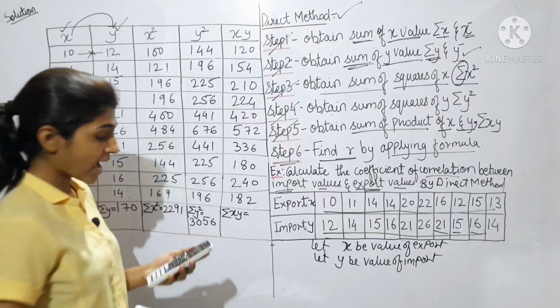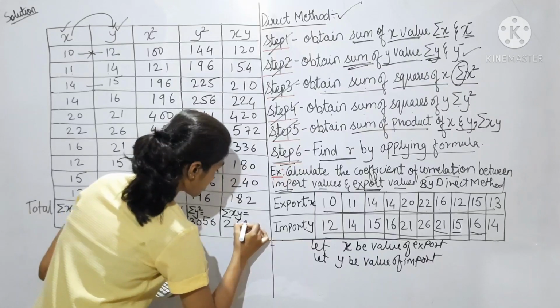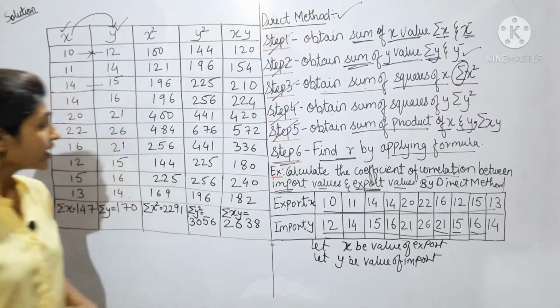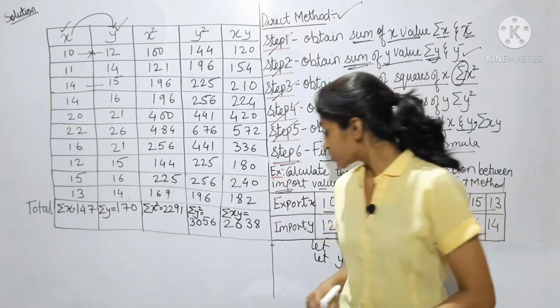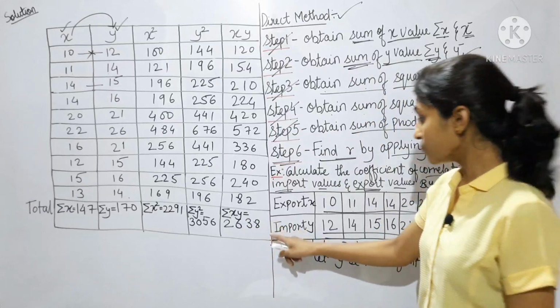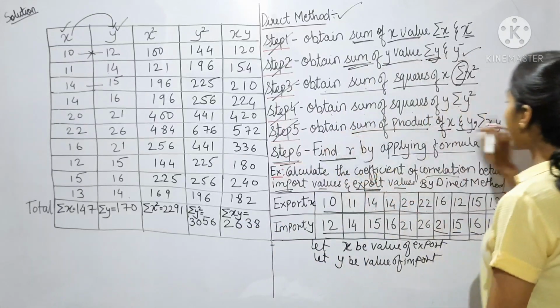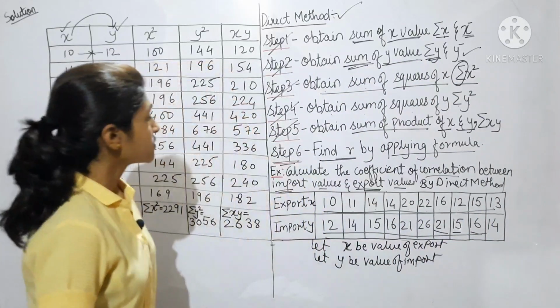So my answer is 2638. Okay, so I am getting 2638. This is the answer I am getting for the summation of xy. Now all the 5 steps we have done. One last step remains.